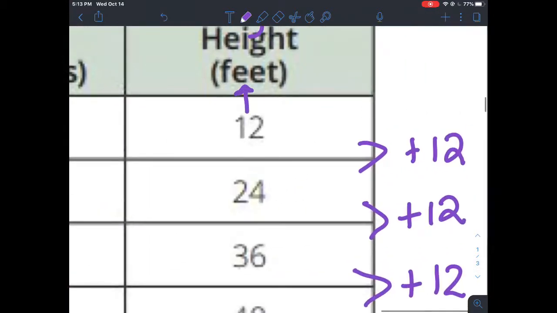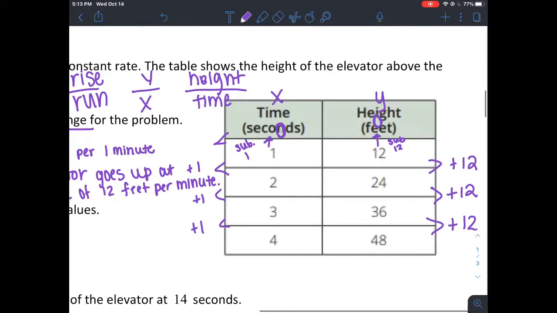And then I'll do the same thing. To go down in x, I subtracted 1, and to go up, I had to add 12. So to go backwards, I'm going to subtract 12, and I'll get to 0. Okay? So now when x equals 0, y equals 0, which makes sense. At 0 seconds, we're at 0 feet. We're on the ground level. We haven't gone up any.